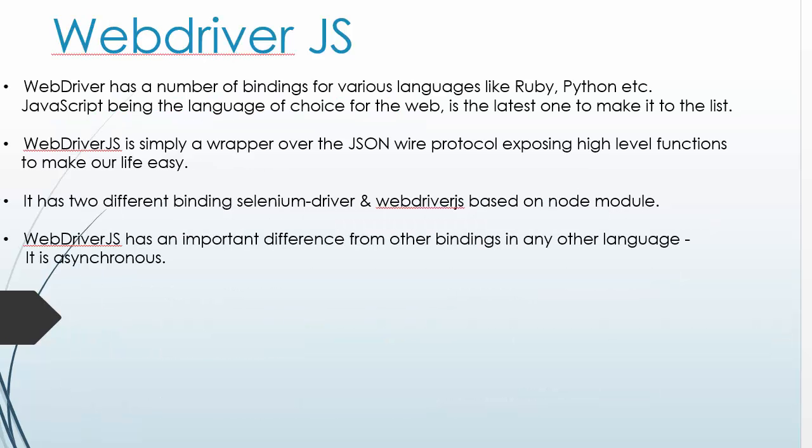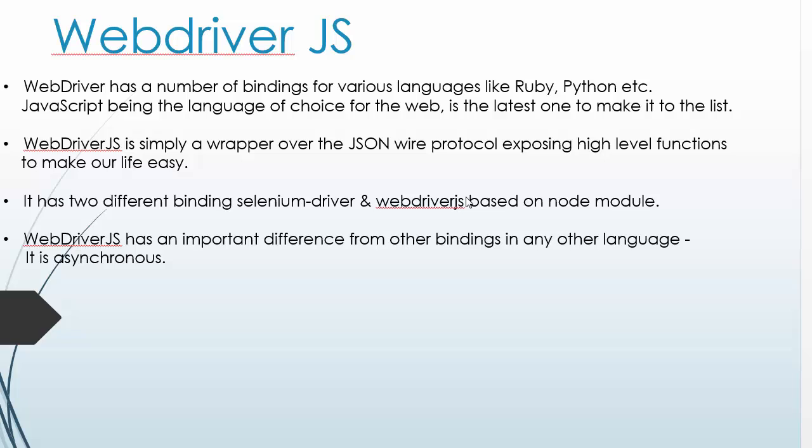WebDriver has a number of bindings for various languages like Ruby, Python, Java, and similarly for JavaScript it also has a language binding, which is known as WebDriverJS. In simple language, WebDriverJS is a wrapper over the JSON wire protocol exposing high level functions. WebDriverJS has two different types of bindings. First it has the Selenium driver and second it has WebDriverJS, and both are based on the Node.js module.